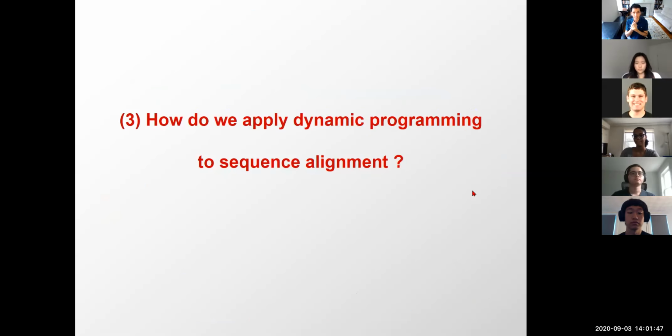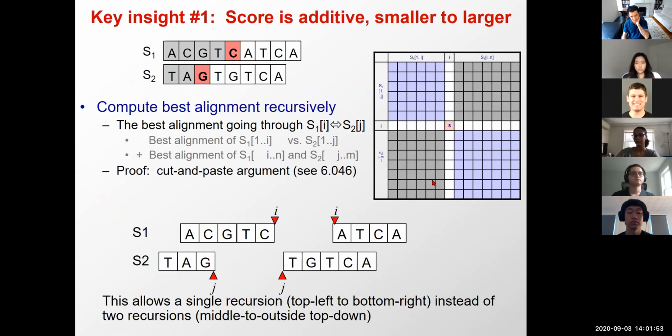So how do we apply dynamic programming to sequence alignment? And by the way, this is awesomely cool. So I hope you guys are excited about that. So the key insight is that the score is additive, that we're going to move from smaller to larger subproblems.